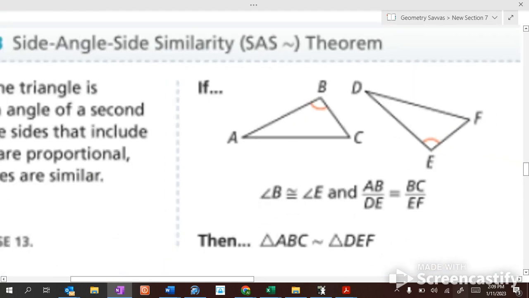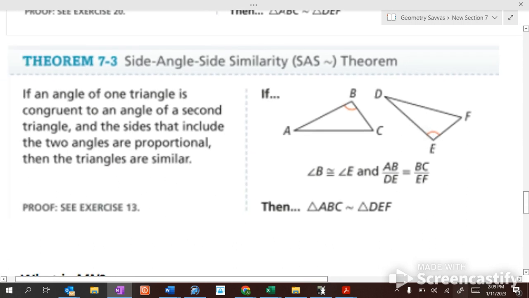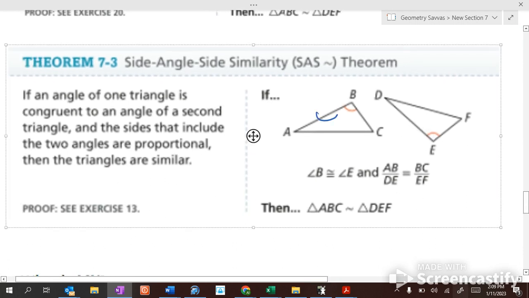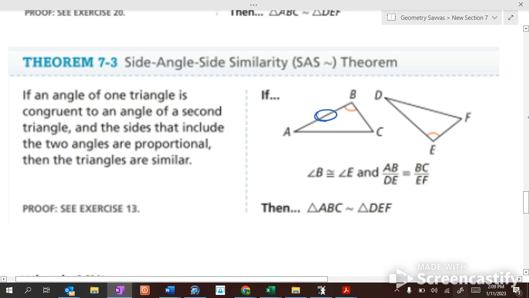Now, there's also one other way to prove triangles similar. If this side here is proportional to this side here, and this side here is proportional to this side here, if those two pairs that surround these angles are proportional, and the angles themselves are congruent, that makes these two triangles similar.